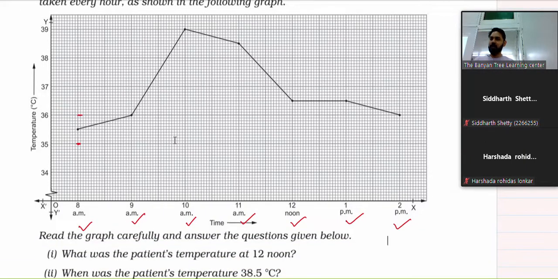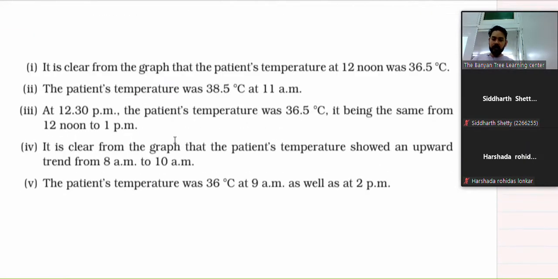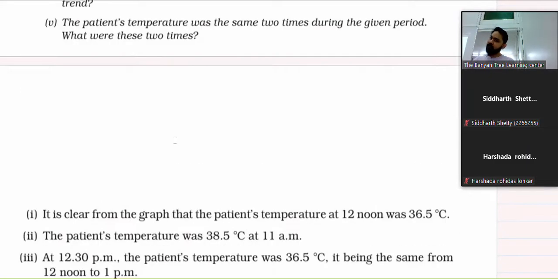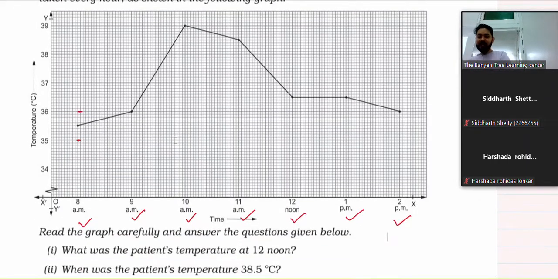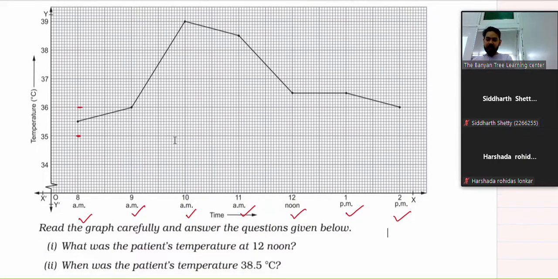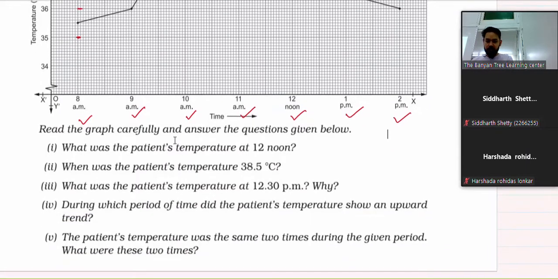How would we know why? Sir, because her report was negative. No, because the line was always like what? That we can read, but that is not the answer to why. It's the same from 12 to 1. That's what I said. Okay. From 12 to 1 the temperature is the same, that is 36.5.